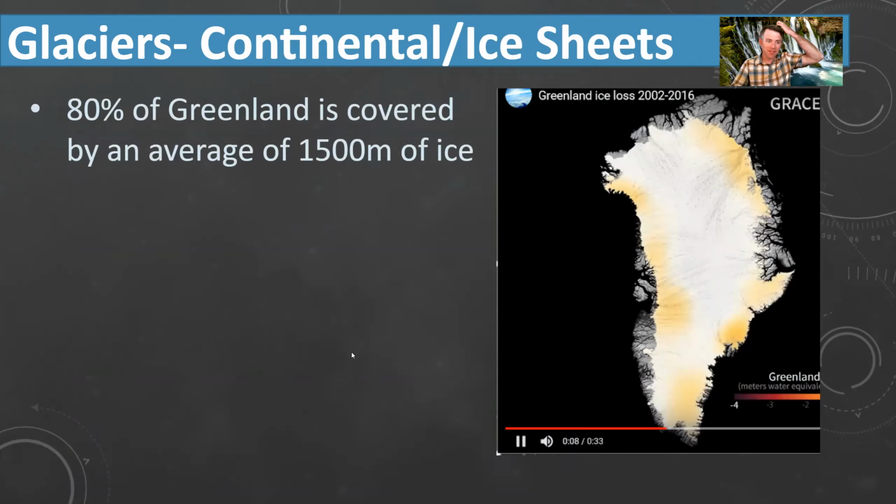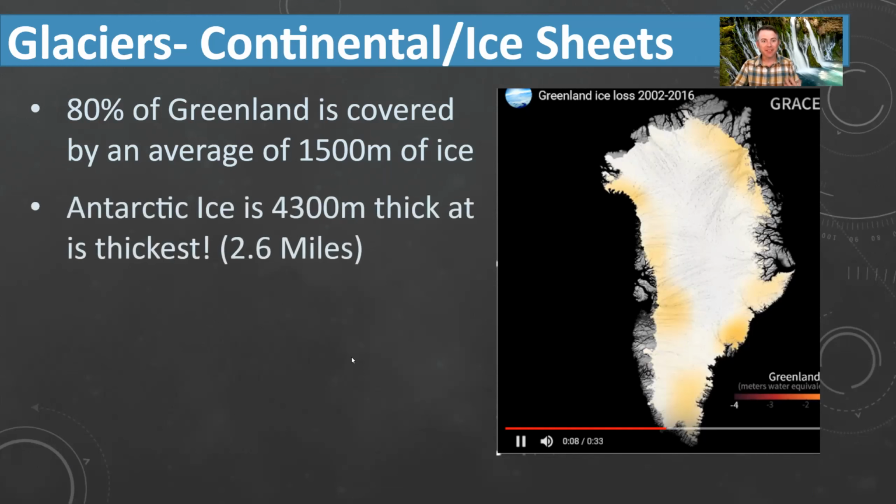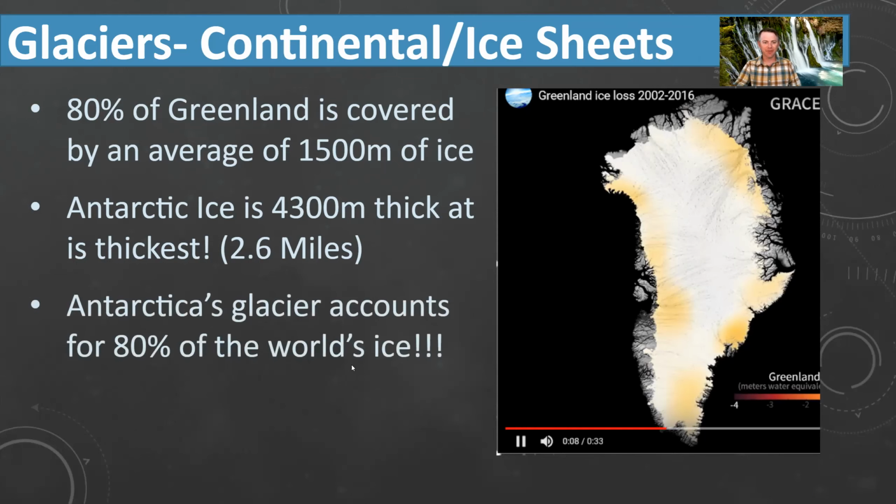All right, so here's something to think about. 80% of Greenland is covered by ice. It's about 1,500 meters thick, which is almost a mile. Antarctic ice is about 2.5 miles thick, 4,300 meters at its thickest, which just seems kind of crazy to think about. And of all the ice in the world, Antarctica has about 80% of it.